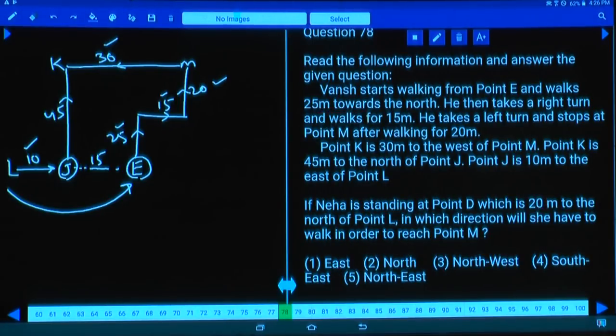Now in question number 78, if Neha is standing at point D, which is 20 meters to the north of L, in which direction will she have to walk in order to reach point M? Now in order to reach point M, first this person has to move towards north and towards east, hence northeast, choice 5. This person has to travel along this direction. This direction is north and east, so northeast is the answer. Northeast, choice 5. Question number 78.